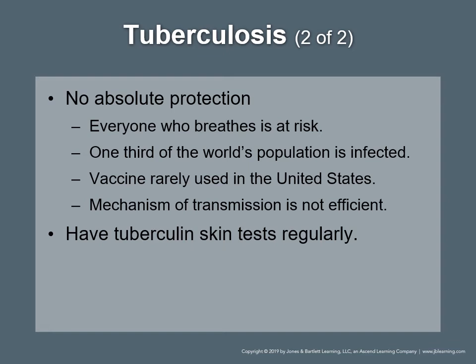Absolute protection from infection with the tubercle bacillus does not exist. Everyone who breathes is at risk. According to the CDC, 1/3 of the world's population is infected with TB. The vaccine for TB, called Bacillus Calmette-Guérin, that's how we're going to pronounce that, not quite sure, is only rarely used in the United States. The mechanism of transmission used by the M. tuberculosis is not very efficient. You should have TB skin tests performed regularly. If the infection is found before you become ill, preventative therapy is almost 100% effective.